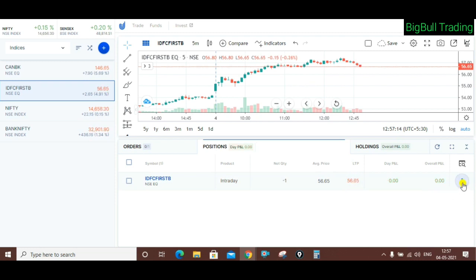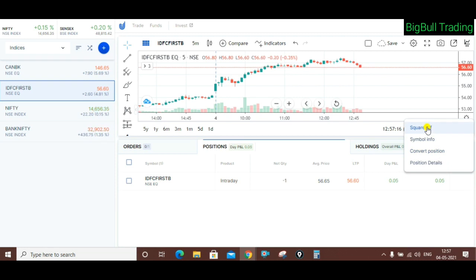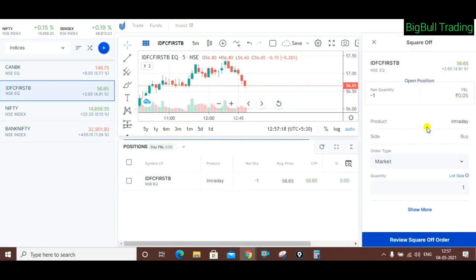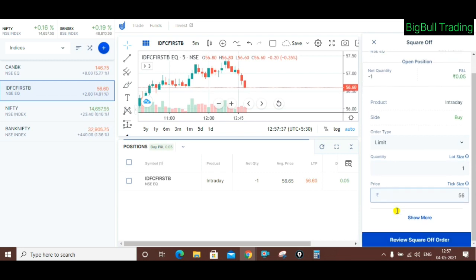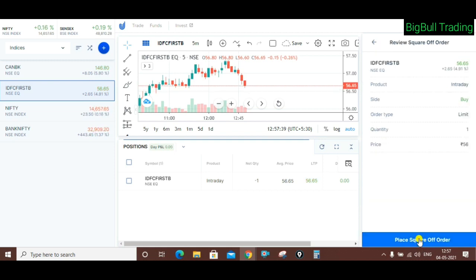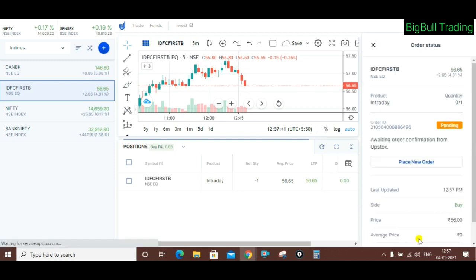So you have to go here and you have to go to the square off. For example, the price is 56.65. So you want the target, you can go in the limit and you can put your target. For example, what target you want, the price, this is the quantity one, you want the share to become 56, for example. So you put the share as 56 and you put the review square off. This order is placed and it's in the system.